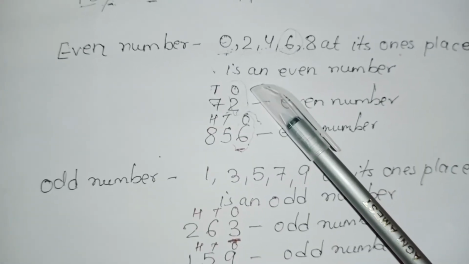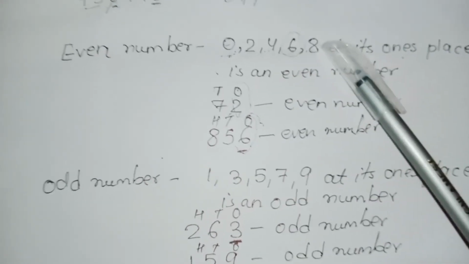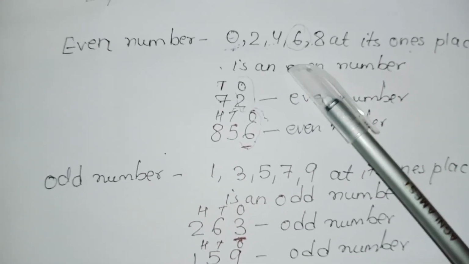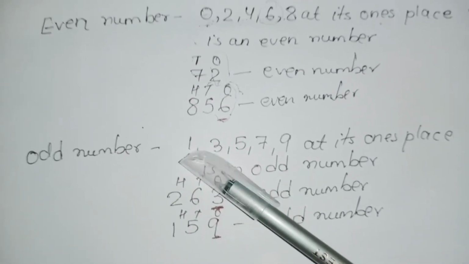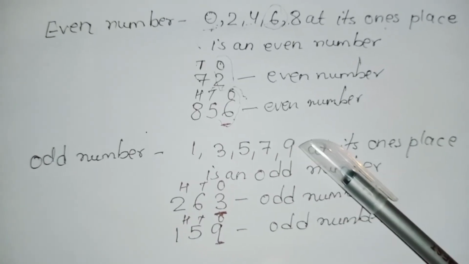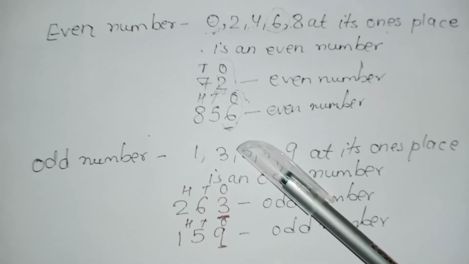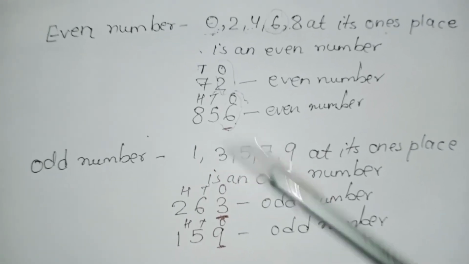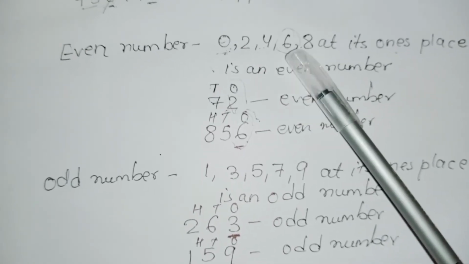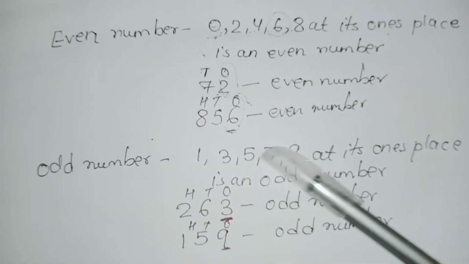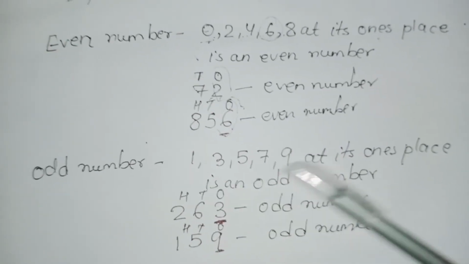You have to remember that if these digits, 0, 2, 4, 6, 8, are there at ones place, that means they are even numbers. And when you see 1, 3, 5, 7, 9 at ones place, that means they are odd numbers. Odd numbers do not come in the 2 table, they do not make any pair, so they are odd numbers.